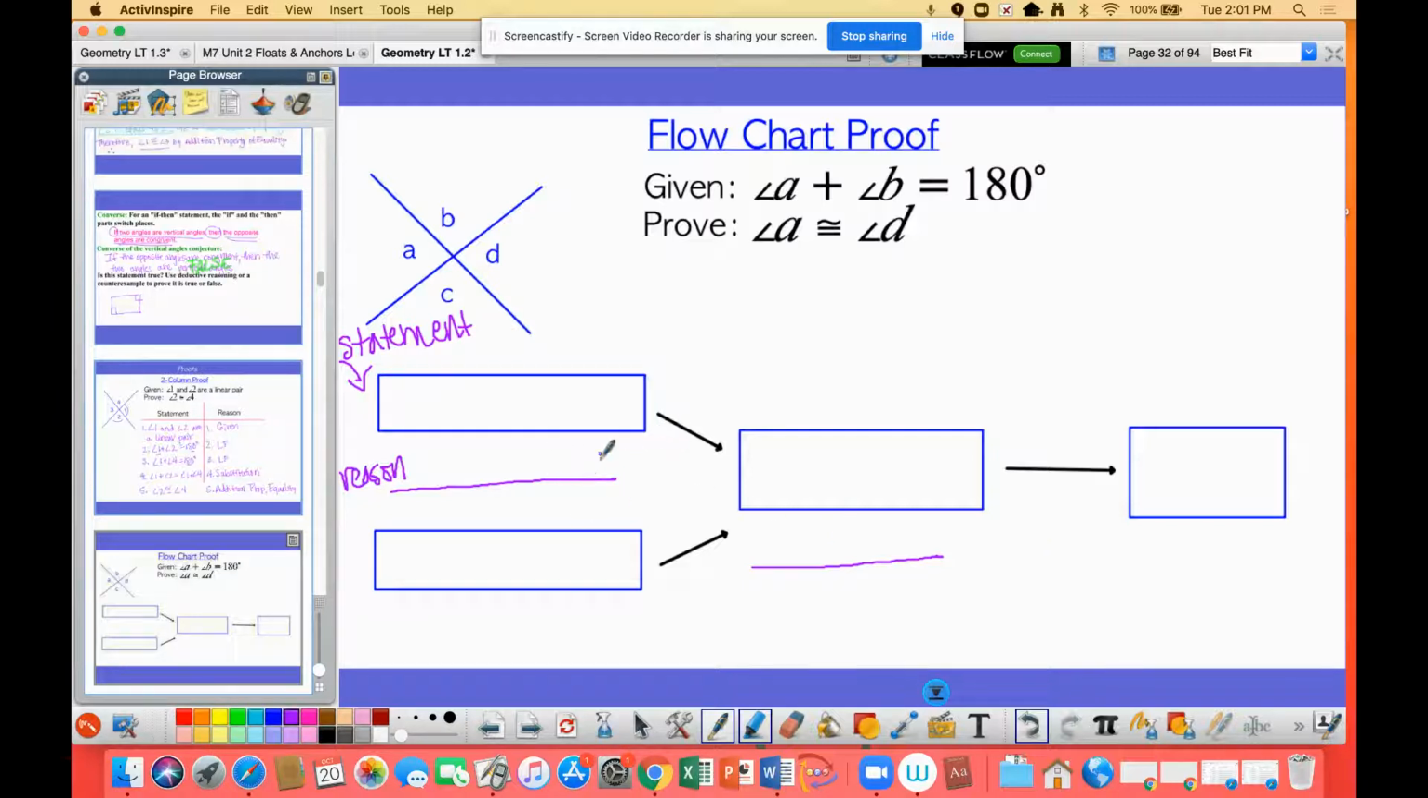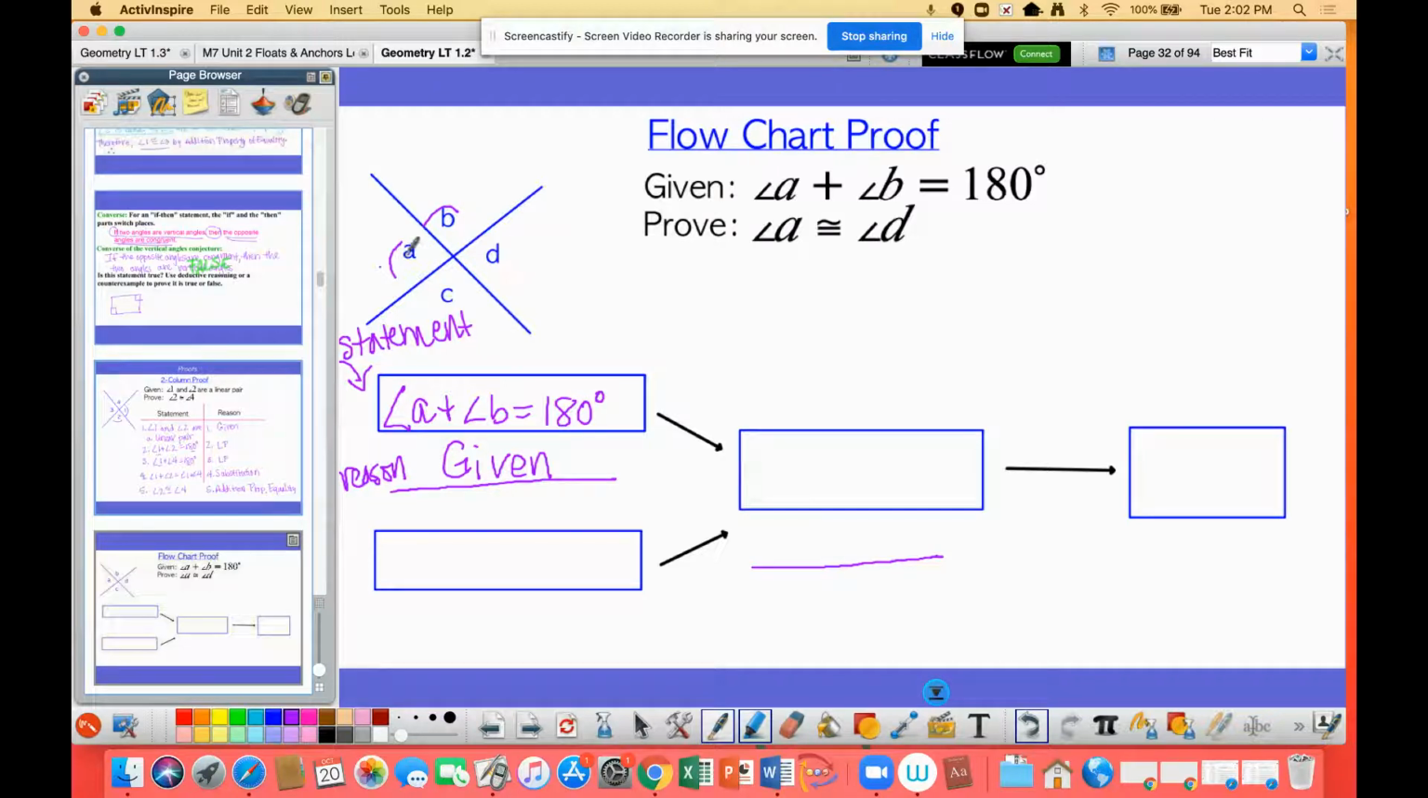And just like with the two-column proof, we start with the given. So in the box, we write angle A plus angle B is equal to 180 degrees. And my reason is the given. Again, remember, you always want to use that given. Now we've got these arrows. So that means this statement and this statement have to lead into this one. We can't get to this statement here without these two. They support this one. So angle A and angle B is 180 degrees.